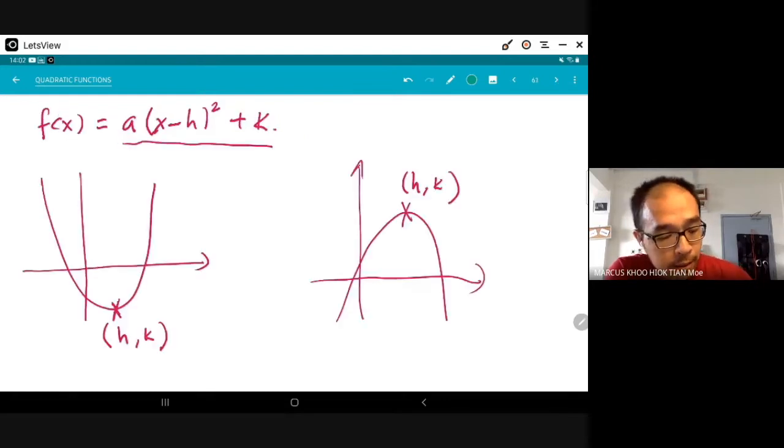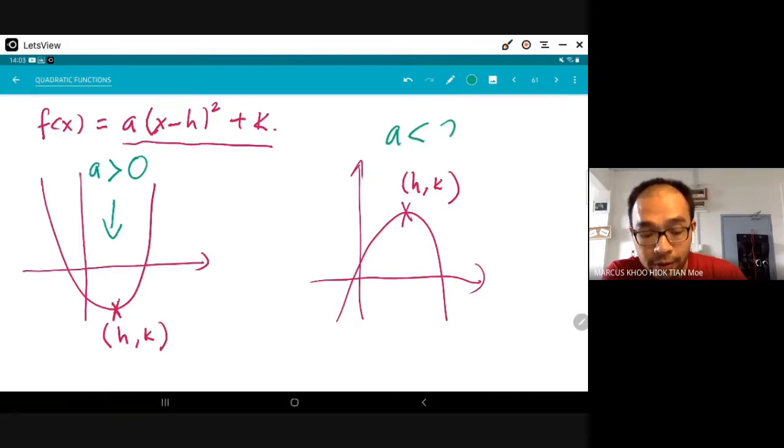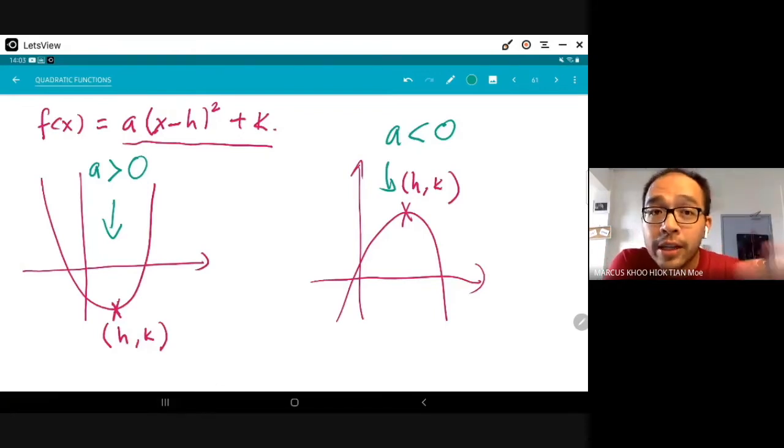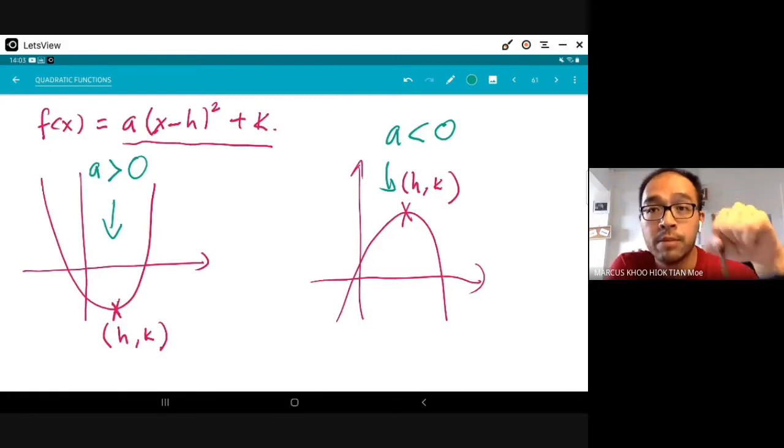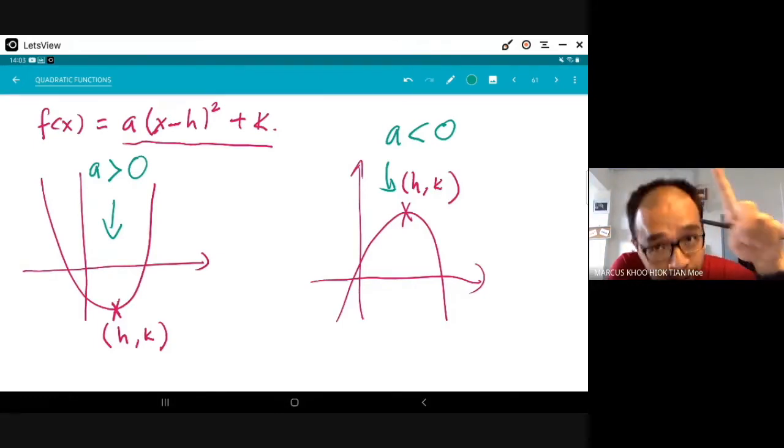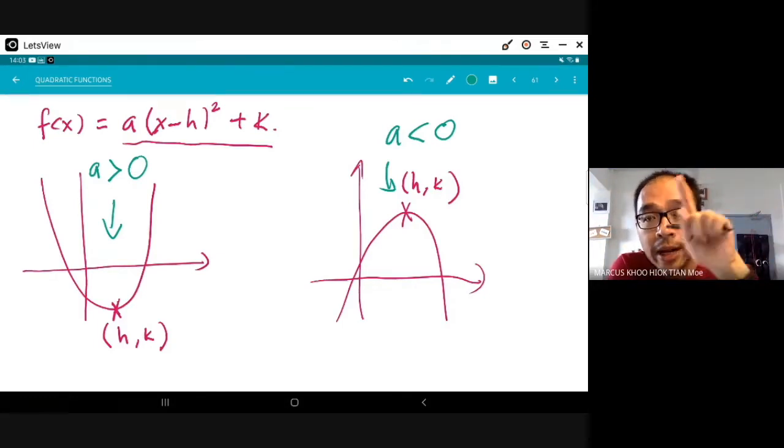If A is positive, then this is the graph. If A is negative, then this is the graph. Remember this, this is fakta. Tidak payah faham punya, it's just fakta yang kamu kena tahu. Kalau A adalah bernilai positif, then bentuk grafnya adalah begini, titik H dan K itu adalah minimum. If the A is a negative number, it is a maximum graph and the maximum point, H and K, is the coordinate for the maximum point.